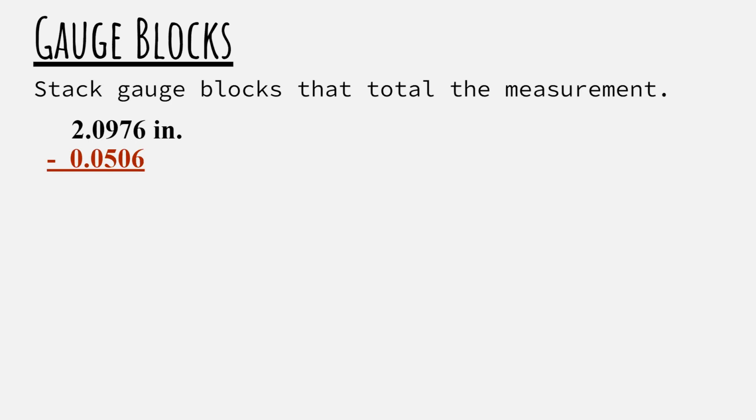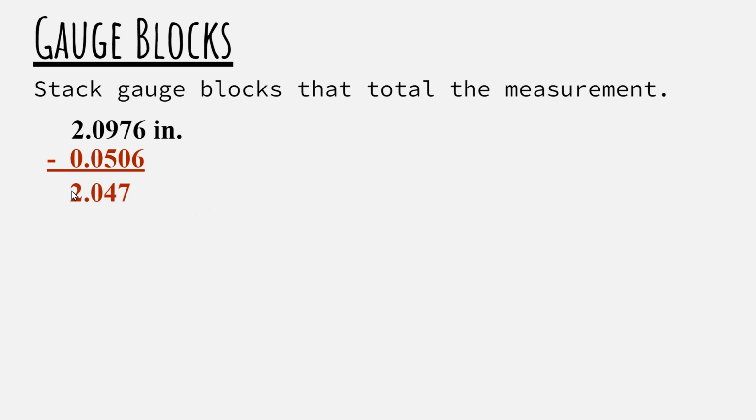It's important that you guys start with smallest to biggest. Do not go biggest to smallest, because sometimes what'll happen is you'll take off too much at the beginning and then you won't have any gauge blocks by the end that'll total up to what you have left. So always start with smallest to biggest. So we're going to take off that first gauge block, and here's what's left over.